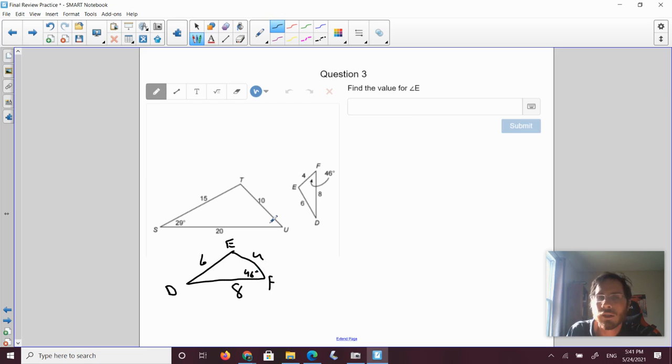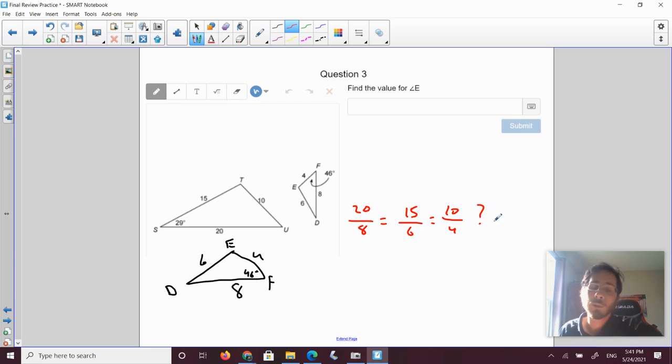Since I can't really tell anything about this angle and I can't really tell anything about that angle, I can't really find any SAS or AA similarities. So I've got to try SSS. So we have SSS similarity if all of the sides have the same ratio. So in this case, that's 20/8 is equal to 15/6 is equal to 10/4. We're checking that. We don't know if that's true or not. We have to actually find it out. But if we reduce them, we'll find out it is true. They all end up being 2.5.